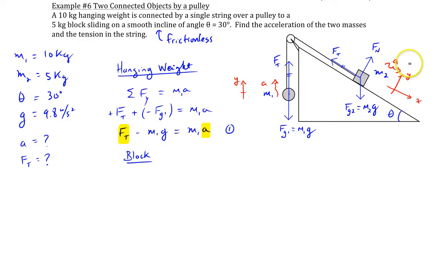Now, if you look along our y-axis, we have a normal force, and then we have a weight that's partially in the x and the y. And then along the x-axis, we have the tension, and again, we have a weight that's partially in the x and the y direction. So we need to take this weight and break it up into components.